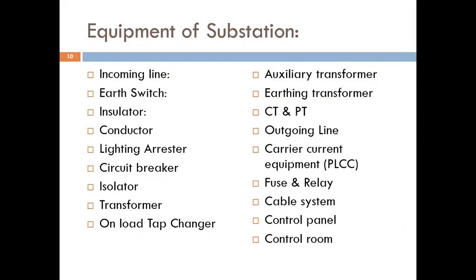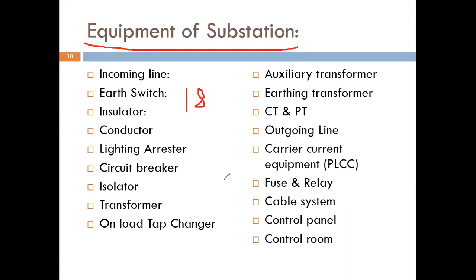Cables, control panels, and control room. These are the following equipments used in a substation. So there are 18 equipments in the examinations. Each question has 2 to 3 equipments.